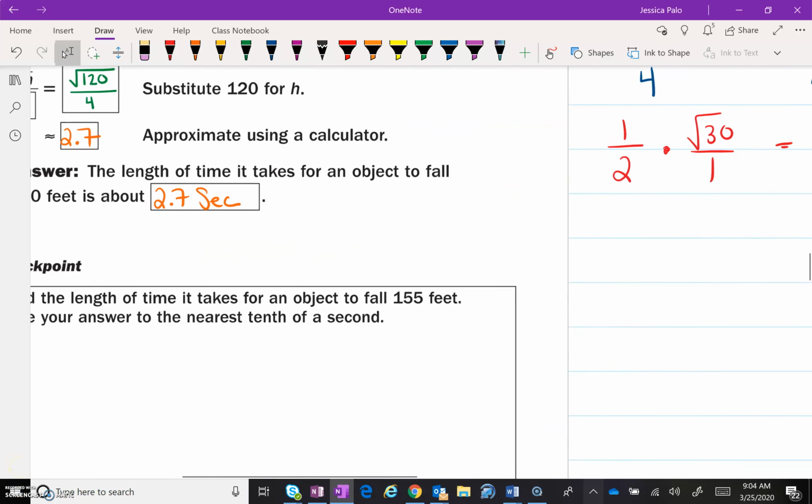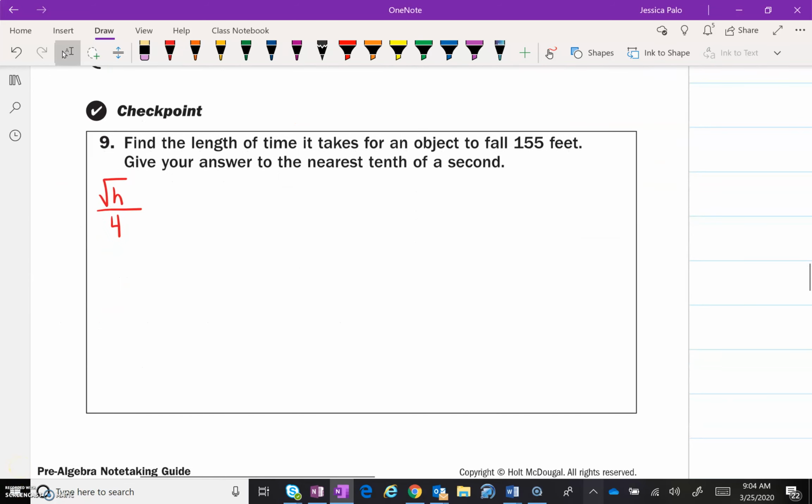Now, the last thing we're going to do is this checkpoint problem. So you are going to use the same expression we were given in the beginning, but you need to figure out how long it's going to take an object to fall 150 feet instead of 120 feet. I would like you to simplify first before plugging it into the calculator. Pause and come back when you're finished.